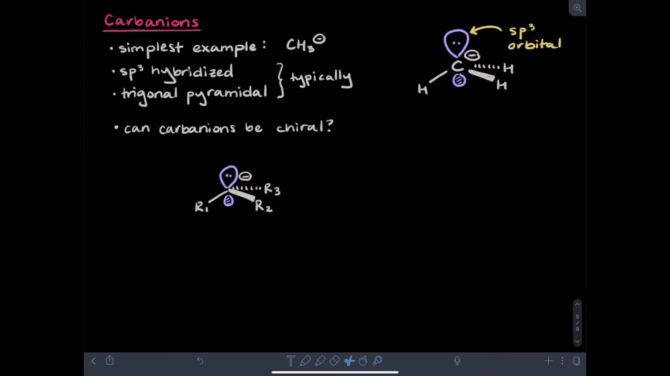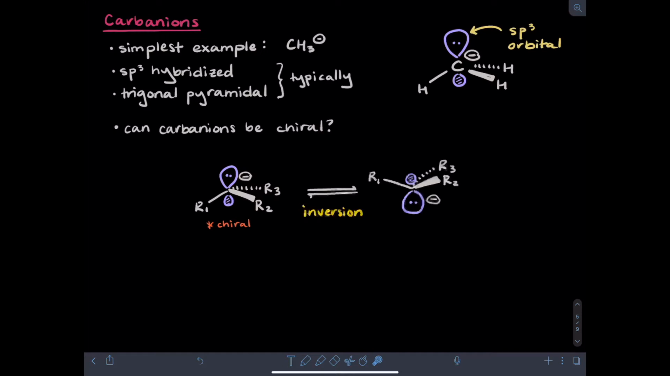Imagine a scenario where you had a carbanion carbon with 3 different groups around the carbon, labeled R1, R2, and R3, and then you have a 4th group, which is your lone pair. This carbon, because it has 4 different groups around it, could be considered chiral. And so you could imagine that you could have a chiral sample of this molecule, this single enantiomer, if not for one problem, which is that carbanions can invert.